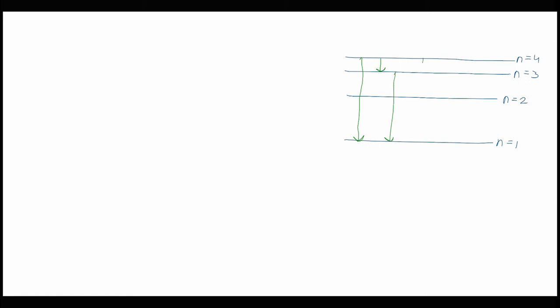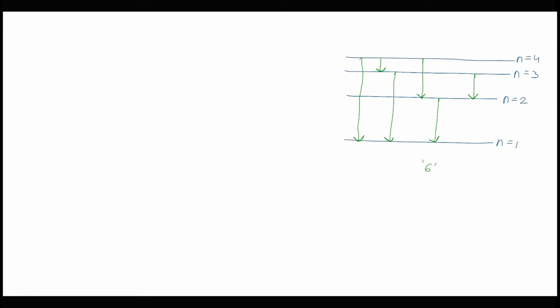So it can be n from 4 to 2 and then from 2 to 1. So we have obtained different possibilities over here. The different possibilities which we have obtained is 6 in number. So we have covered all the possible transition lines from n equal to 4 to n equal to 1. So the number of possibilities is 6.